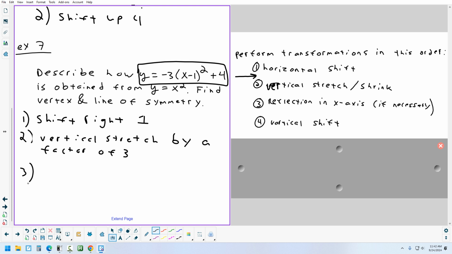All right. Next thing we have to look at is the negative in front of the 3. Not really much to say other than just what it does. What does the negative do? Yeah, go ahead. Reflects over the x-axis. Reflect over the x-axis.